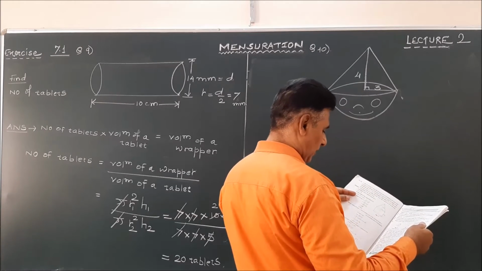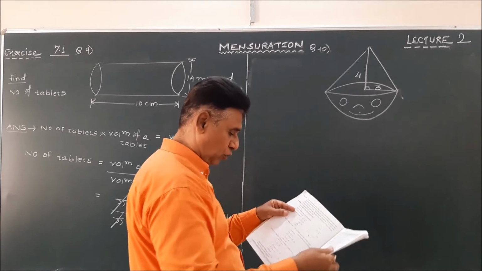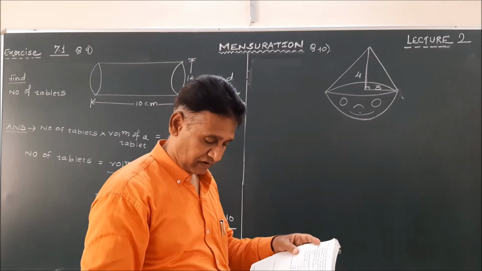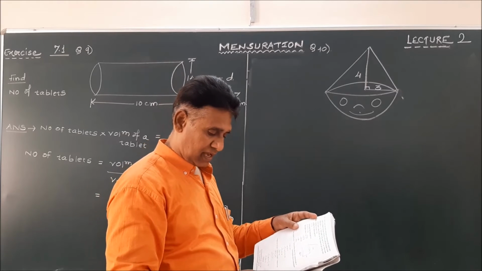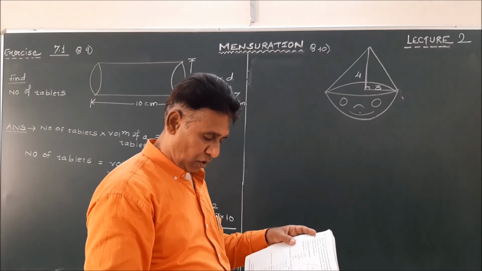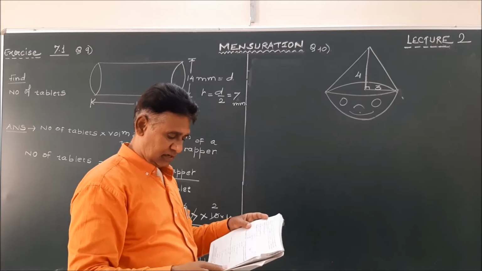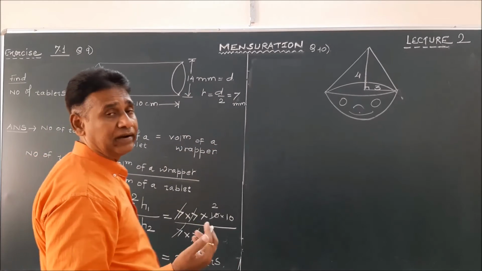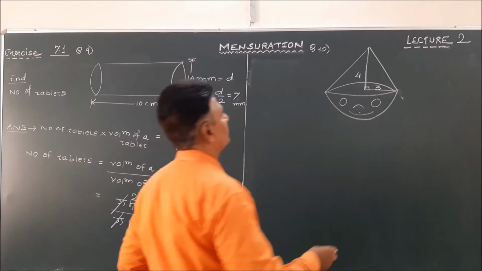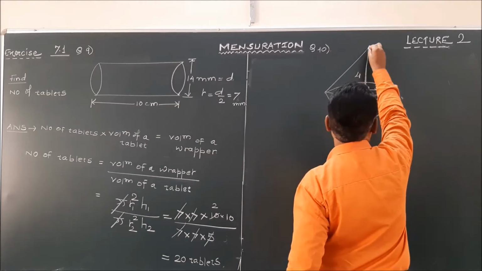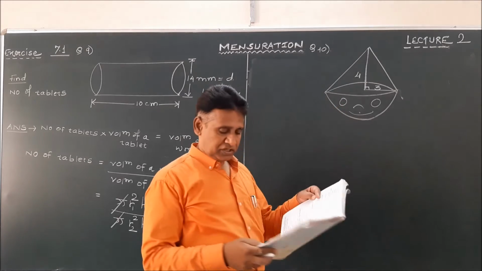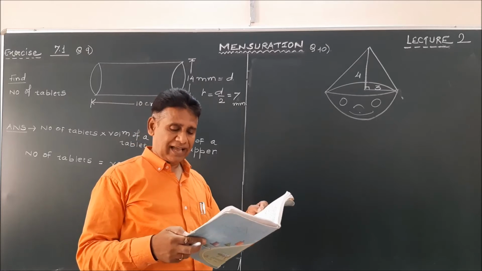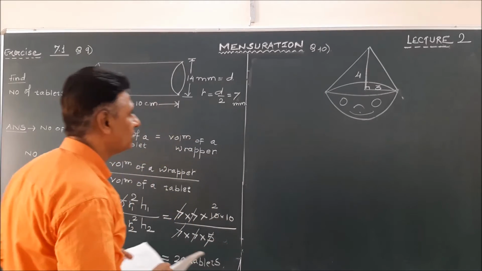A toy, its lower part is a hemisphere and upper part is a cone. Find the volume and the surface area. Both the things we need to find out. Find the volume as well as the surface area of this toy from the figure. This is a conical shape. The question is to find the volume of the toy as well as the surface area of the toy.